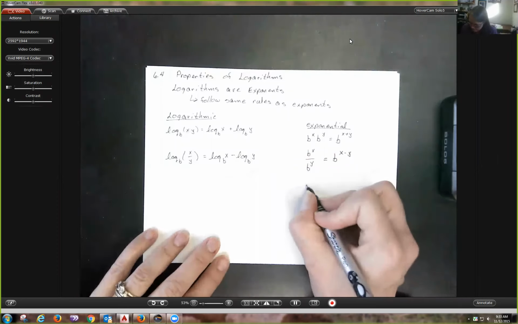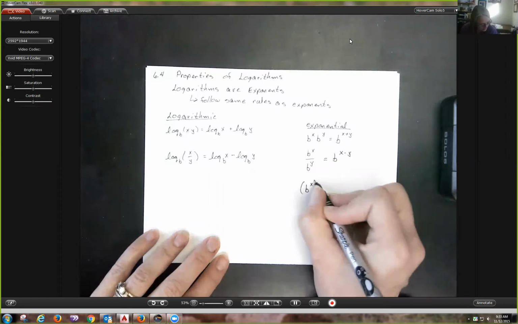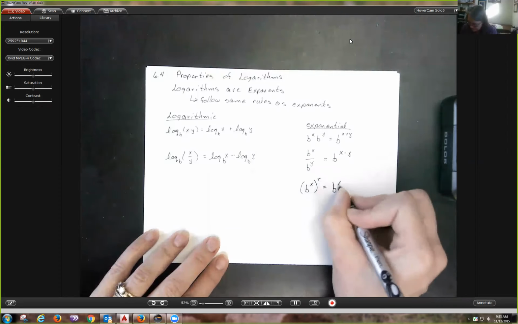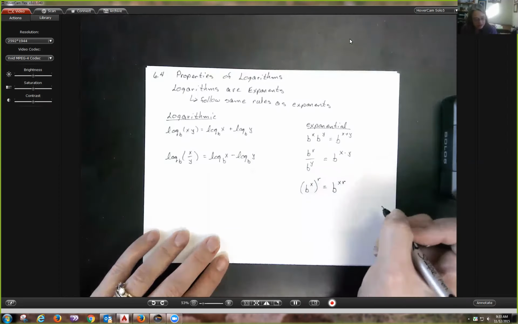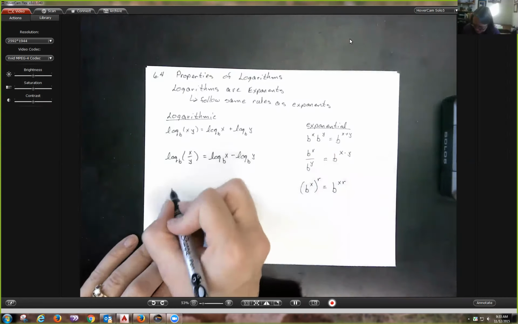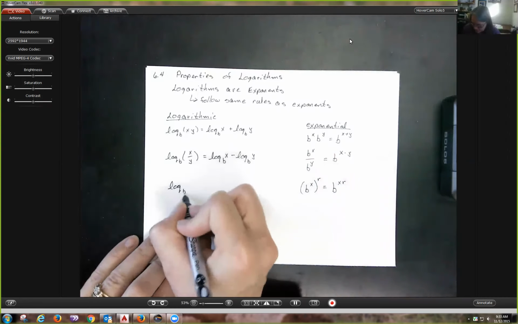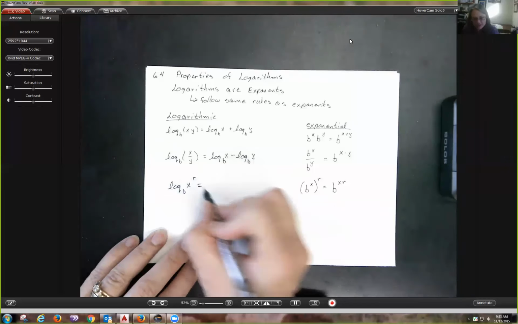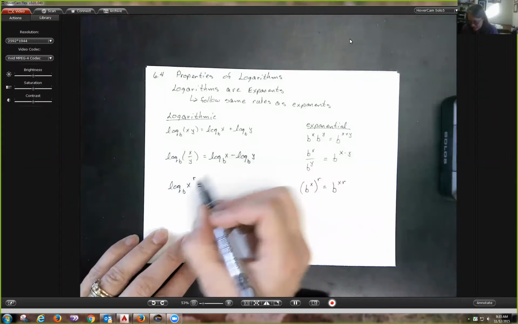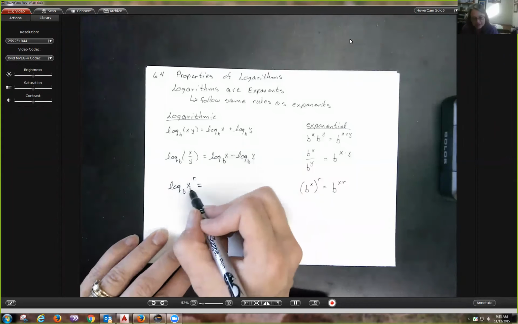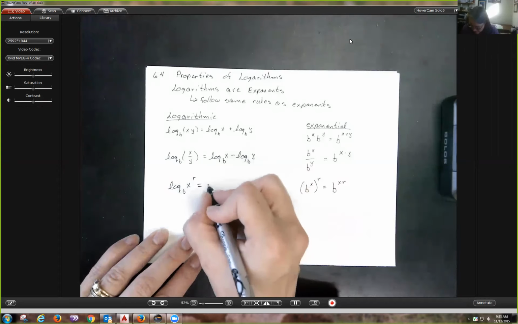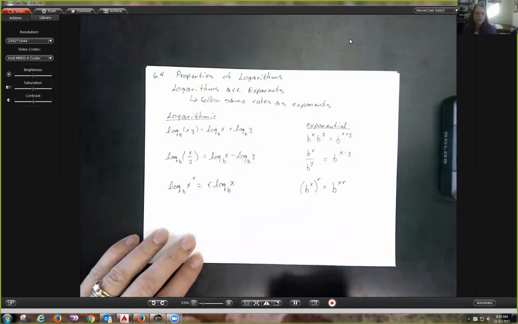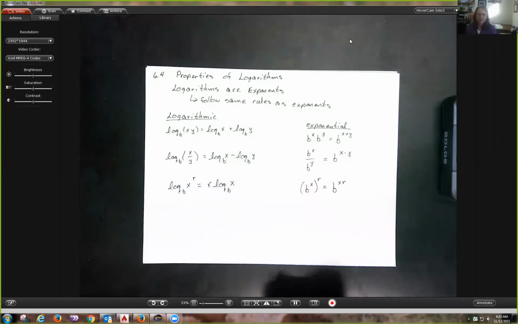And if we have an exponent raised to some power, we multiply the exponents together. The logarithmic equivalent of that looks a little odd, but I think you can see the equivalence if you think about it a little bit. If we've got log base b of x to the r power, that's the same thing as r times the log base b of x.